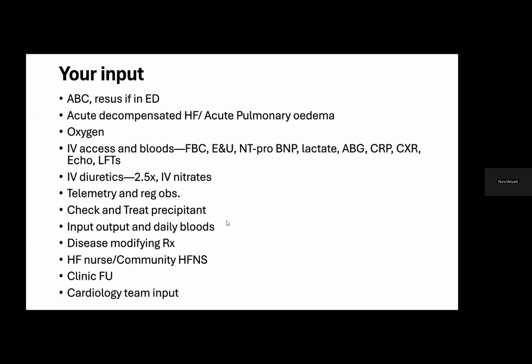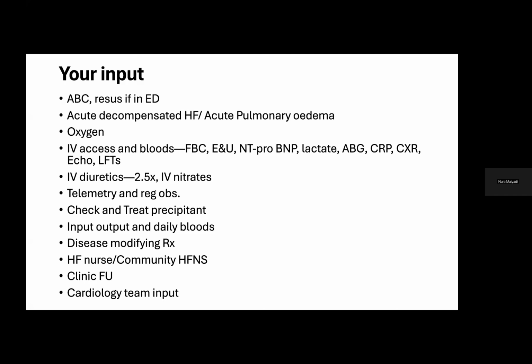This is your first line in the management of any patient you're having with acute heart failure: access, investigations, diuretics, telemetry, and check for any precipitant and treat it. Then also input-output. As the patient stabilizes, ensure that he gets daily bloods because he might be on the ward and you are at night, so you put your plans well.